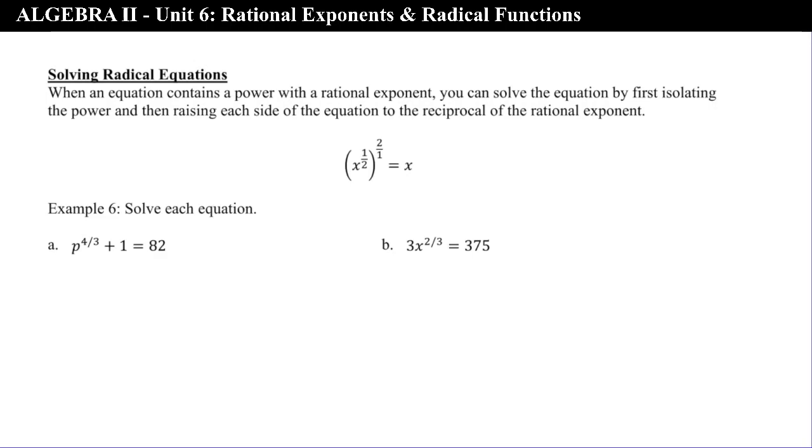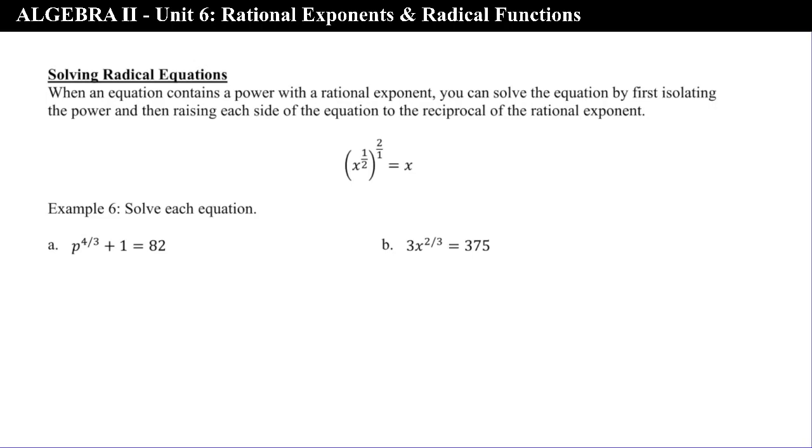So now we're going to solve radical equations. We have gotten all the practice we need for simplifying and what all of our power rules are, and we've done all the pieces. Now we're going to put it together to actually solve some equations. So when an equation contains a power with a rational exponent, you can solve the equation by first isolating the power, then raising each side of the equation to the reciprocal of the rational exponent.